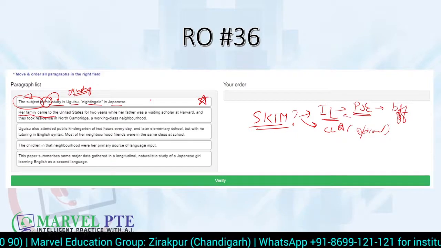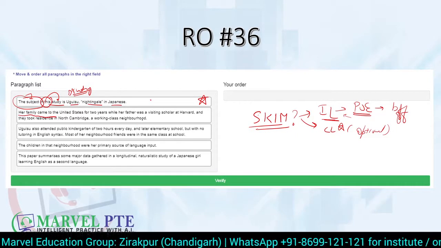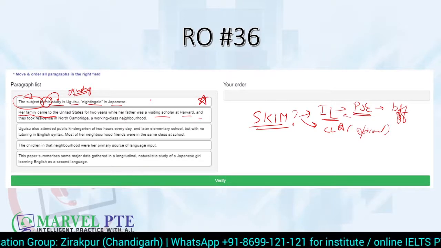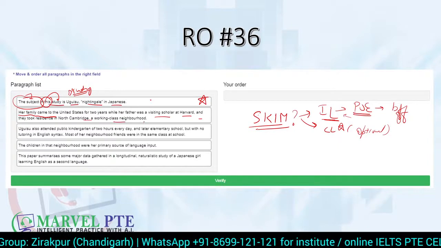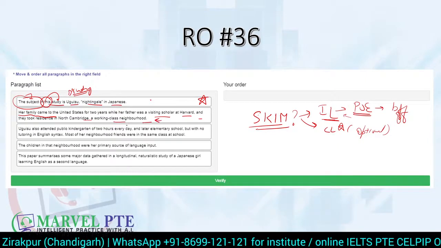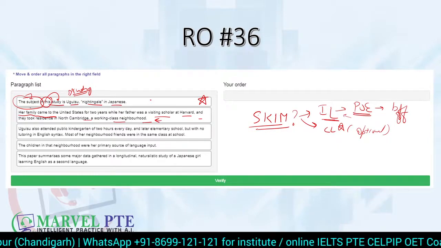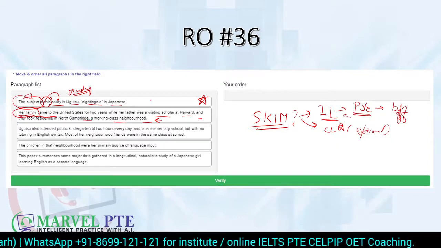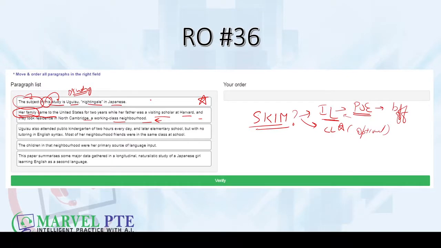Her family came to the United States for 2 years while her father was a visiting scholar at Harvard, and they took residence in North Cambridge, a working class neighborhood. अब क्या ये इंडिपेंडेंट लाइन है? द आंसर इज नो, बिकॉज हर फैमिली मीन्स प्रोनाउन. किसकी फैमिली? अभी तक कुछ भी डिफाइन नहीं हुआ है, राइट?